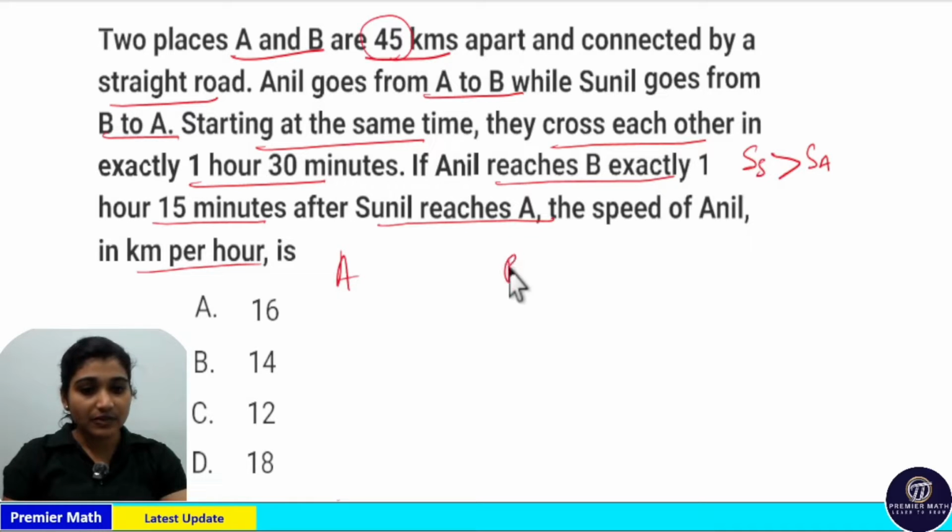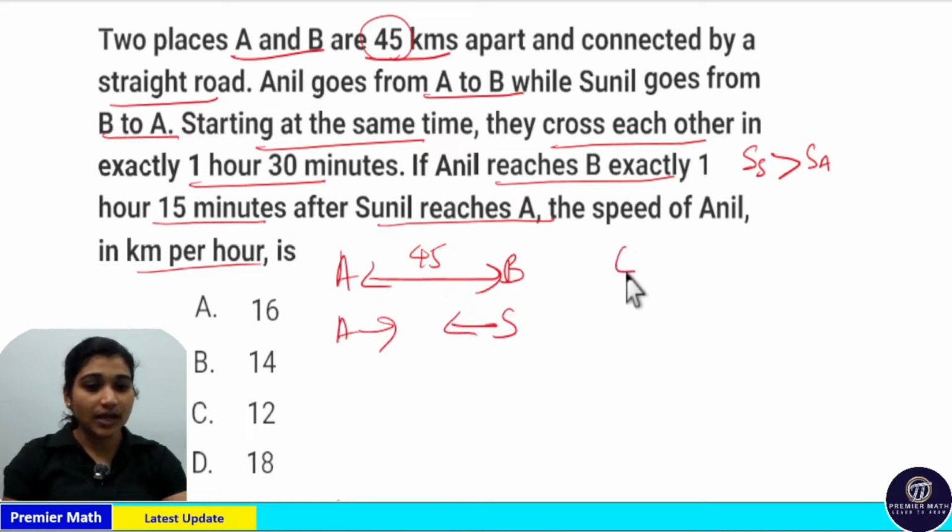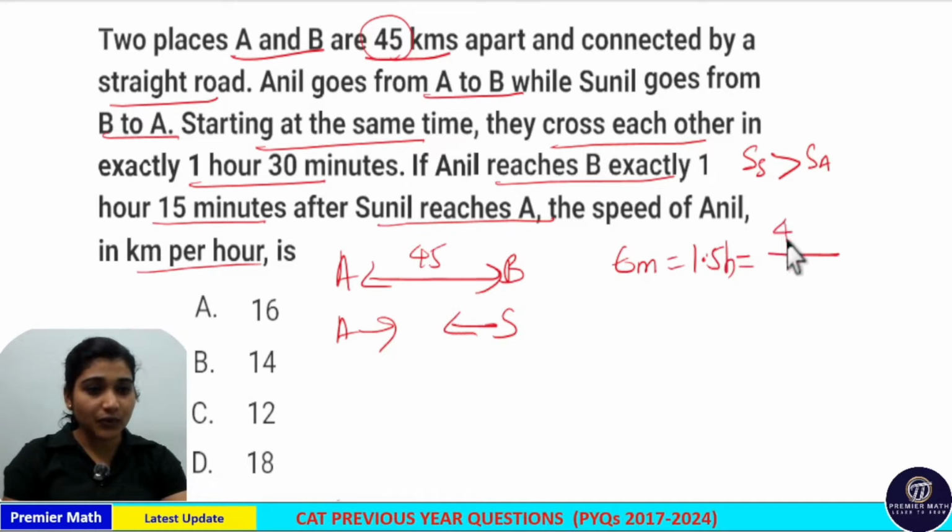And here the difference between these two places A and B is 45 kilometers. Anil will start from A to B, while Sunil starts from B to A, and their time of meeting is 1.5 hours after their start. So time of meeting means the distance between these two people, 45 kilometers, divided by their relative speed.